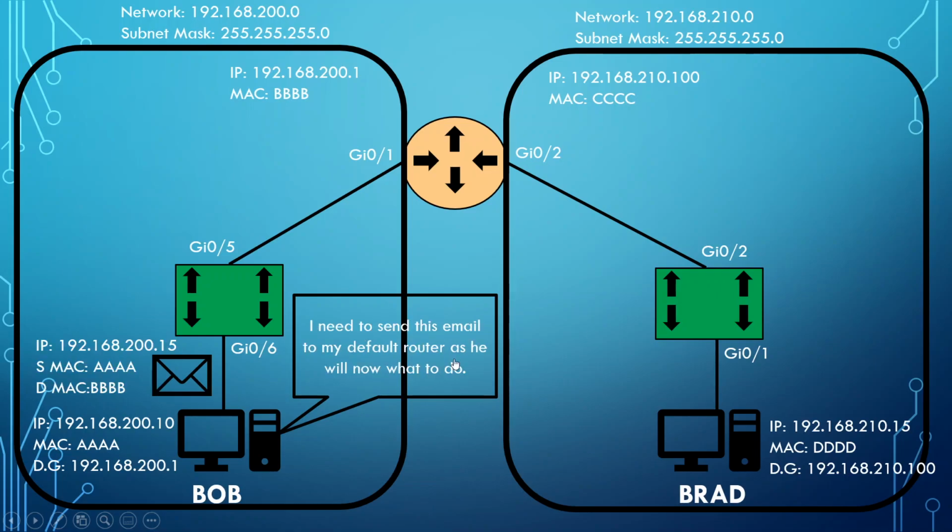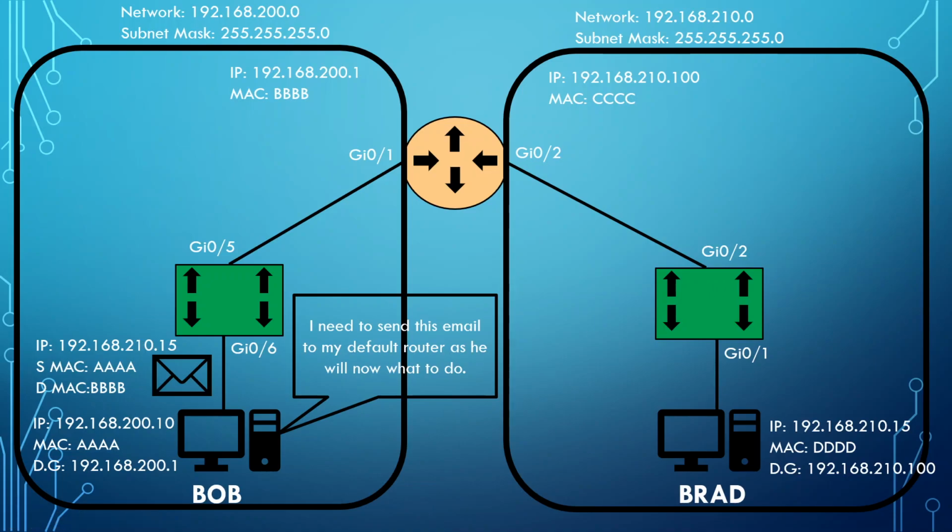So since Brad resides on a different network to me, I need to send this email to my default router, because my default router will know how to reach Brad. As you can see here, the IP setting default gateway. The default gateway essentially says that if you need to communicate with somebody who's on a different network to you, send this data to your default gateway, as chances are it will have a route and know how to reach that network.